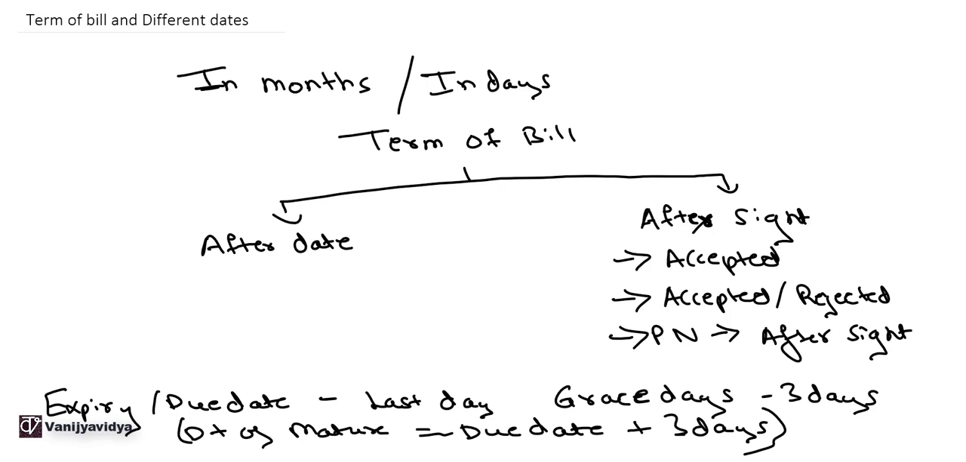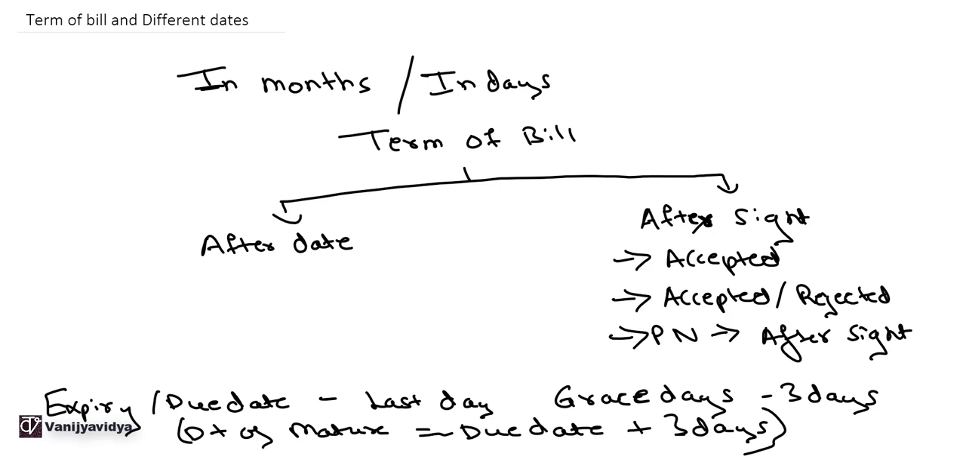So there are exceptions to this date of maturity, that is when your bill of exchange specifically mentions that it is to be payable on demand or whenever the bill is presented for the payment, this date of maturity will not apply.